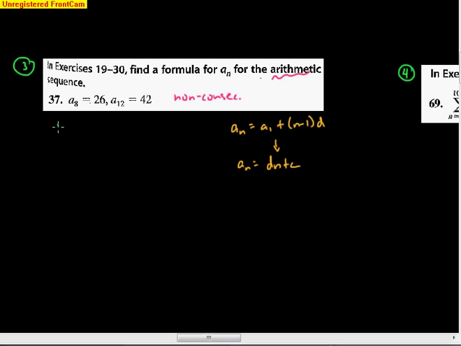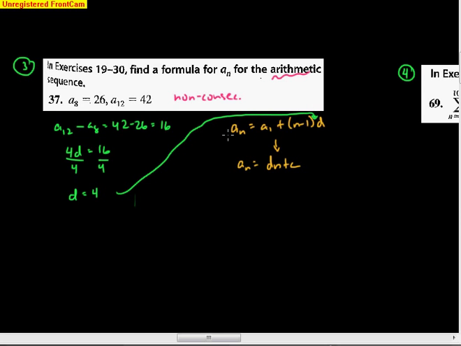So I'm going to take the farther one, a12 minus a8. That would be 42 minus 26. That is 16. Okay? And now that is not the common difference because there are 4 terms in between. But if there are 4 terms in between, that is 4 differences. So 4 common differences equals 16. So take 16 and divide by 4 to find what one difference is between consecutive terms. And the common difference is 4. Good.